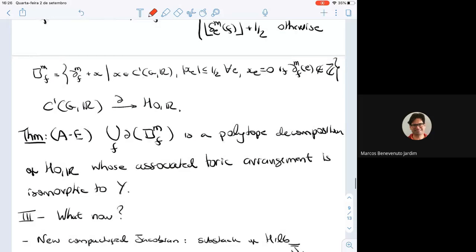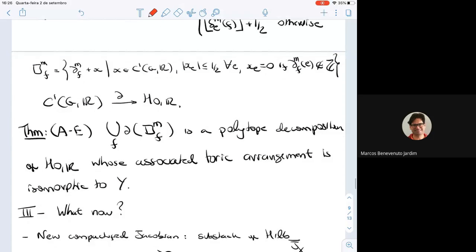So the idea is that we can use this to construct a new compactified Jacobian, one that maybe could be more useful for divisors, and I'll explain that, as a substack of the Hilbert stack of J bar of X. So what I'm going to do is look at Z, which is a closed substack, as a point of the Hilbert stack that parameterizes closed substacks.